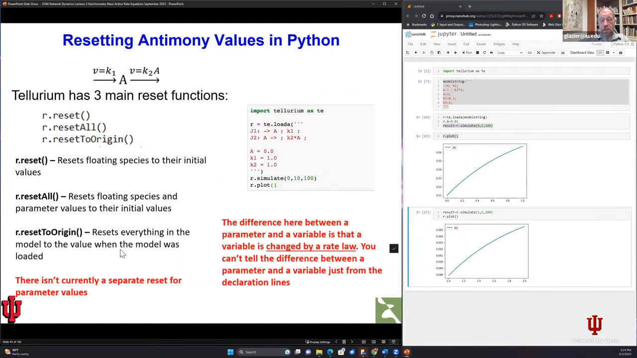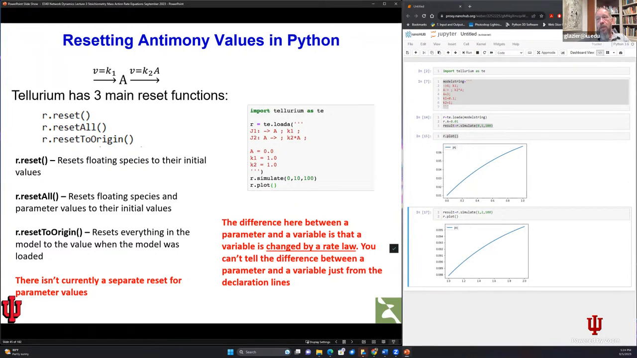Or I'm going to use the resets. And the resets are something that we have to learn. We're typically not going to use a lot of them. There are a bunch of them for different purposes. R.reset changes the variables back to their initial values. R.resetAll resets the variables and the parameters back to their initial values. Reset to origin resets everything in the model. And in the models that we have, there isn't anything else, so there's no difference between reset all and reset to origin. But if you write very complicated models, Antimony has other things that can be reset that we haven't talked about yet.